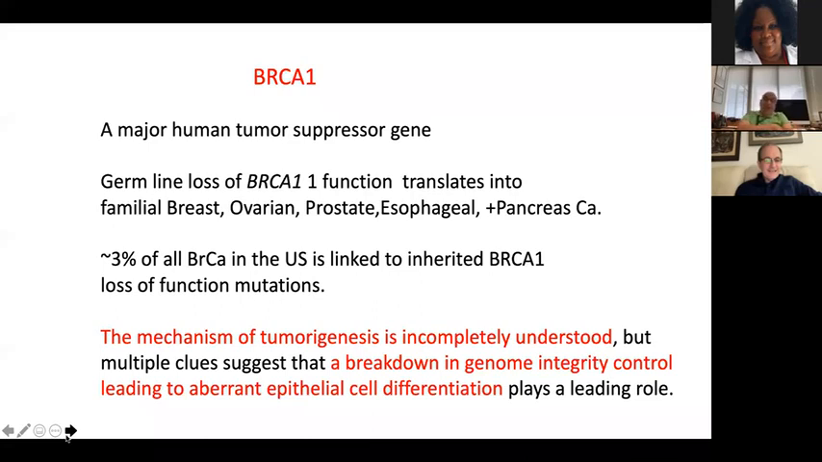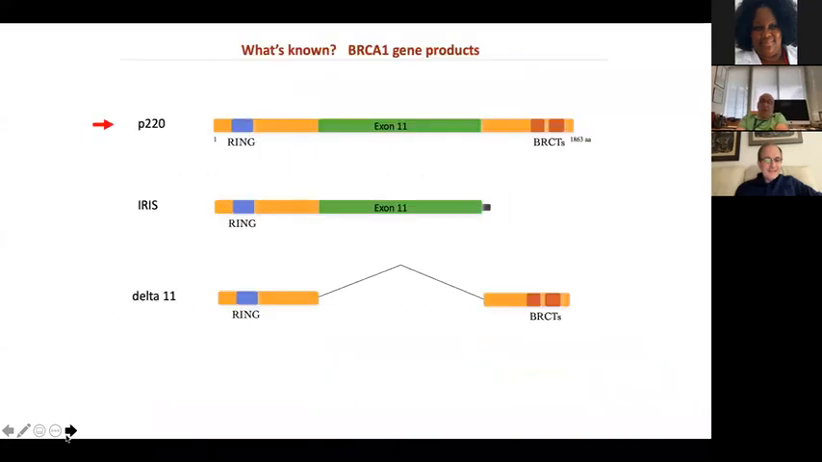Now, the mechanism of tumorigenesis, which is still a great mystery and one that a number of us are working on, is incompletely understood. But there is a breakdown in genome integrity control that we believe, and I will show you some evidence for it, triggers aberrant mammary epithelial cell differentiation. And we believe, and you'll see some evidence, that that plays a leading role in the medical ugliness that follows it.